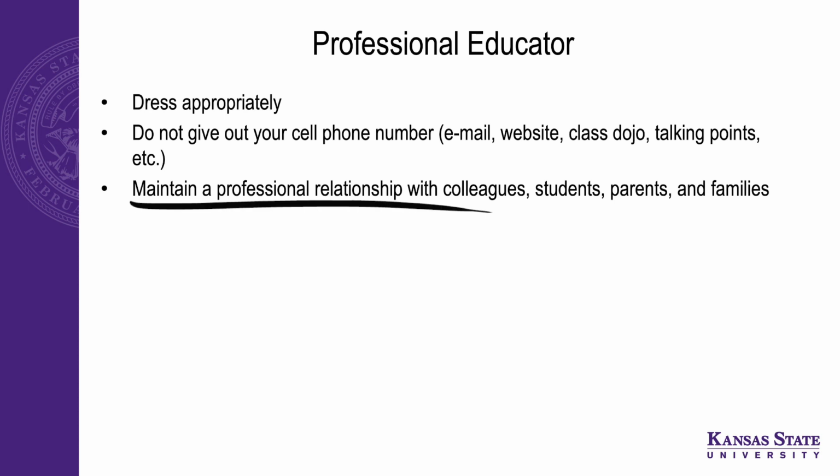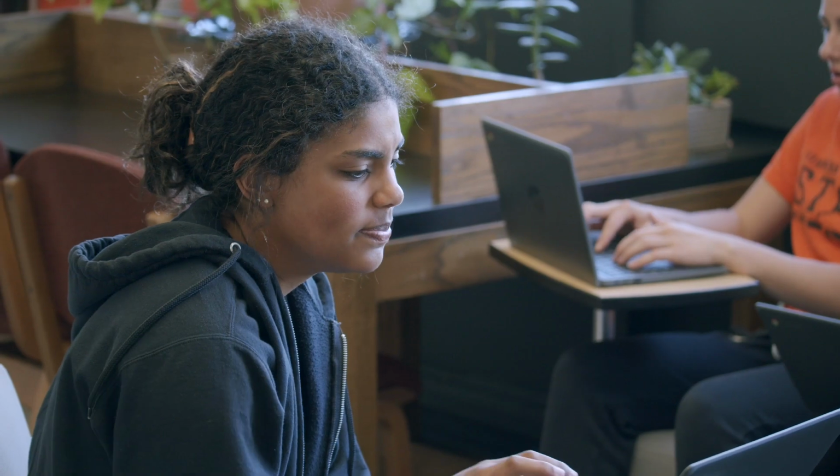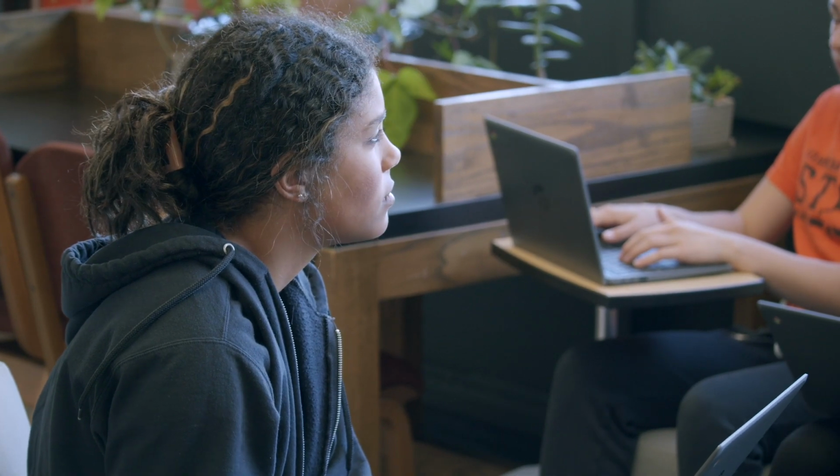The next thing I would like to recommend is maintain a professional relationship with students, parents, and families. And I do recommend that you get to know your students, become friends with your students, but make sure that you always maintain that teacher-student relationship. You may be friends with some of the students' parents, but at the same time, remember that now you are the professional educator and you are representing the school. Therefore, even though you are friends with them, just make sure that you maintain that professionalism.